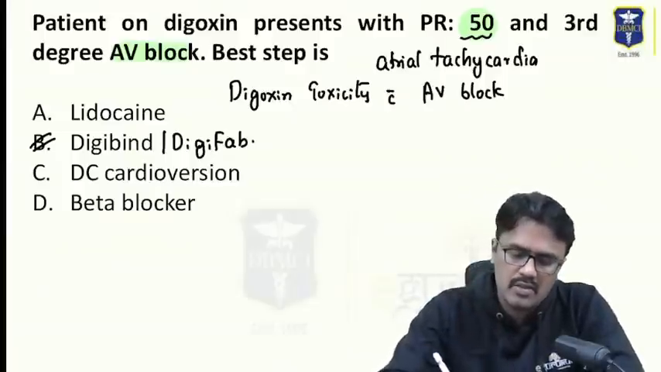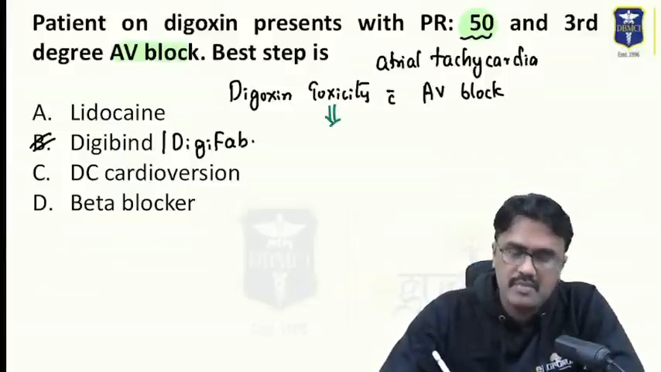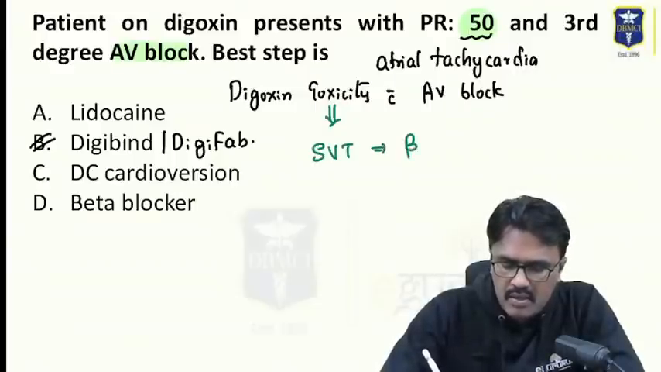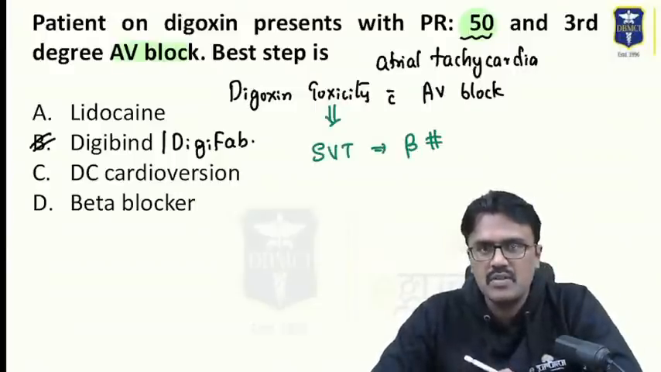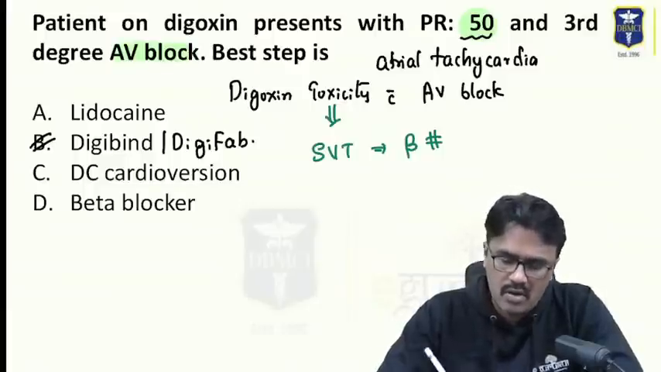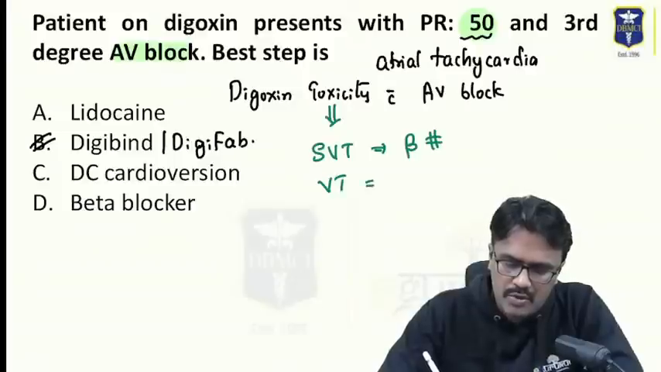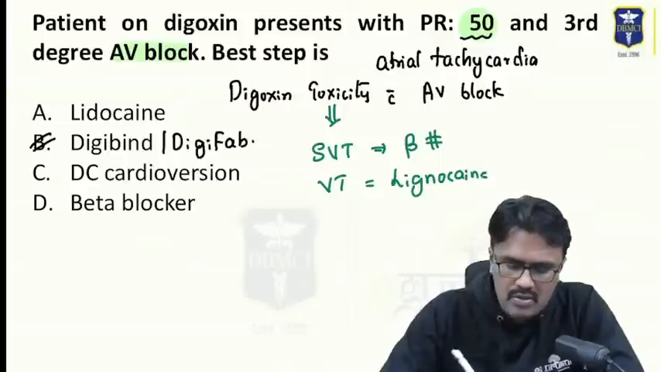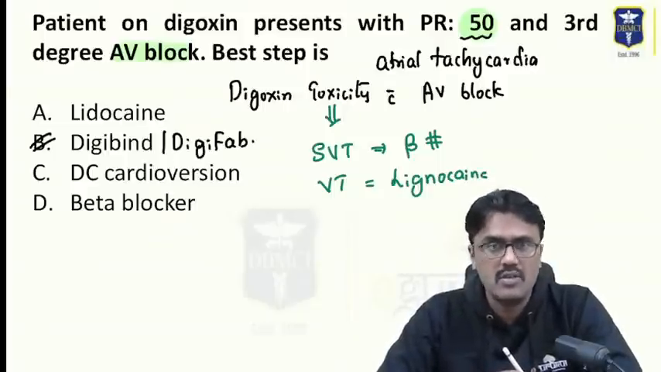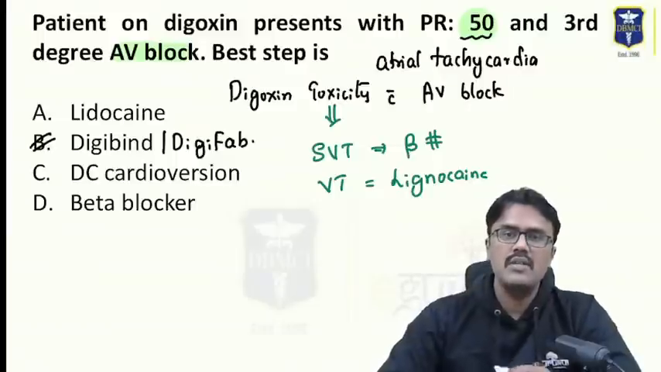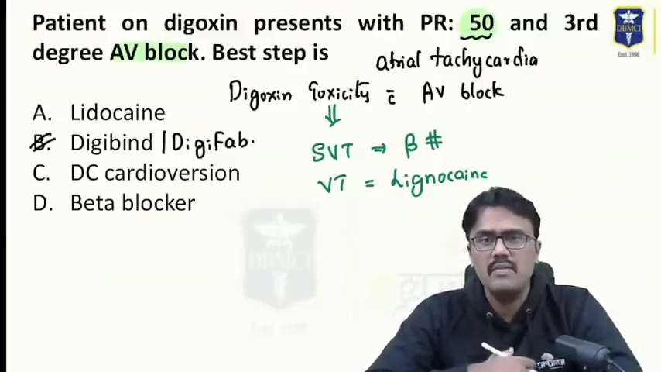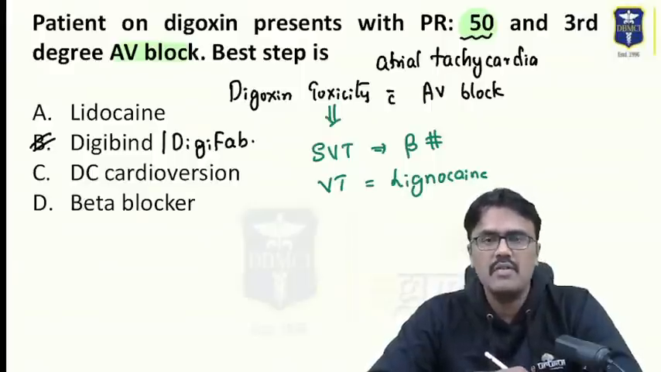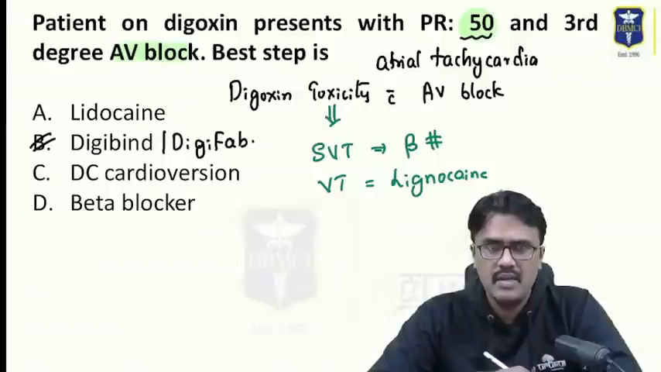Whenever digoxin toxicity occurs, there is a risk of arrhythmias. For any supraventricular tachycardias, the best drug can be beta blockers. For digoxin-induced SVTs we use this, and for digoxin-induced VT, the drug of choice will be lignocaine. Can we use DC cardioversion during digoxin toxicity? No. We should never do DC cardioversion because there are so many arrhythmias in digoxin toxicity, and cardioversion can worsen them.